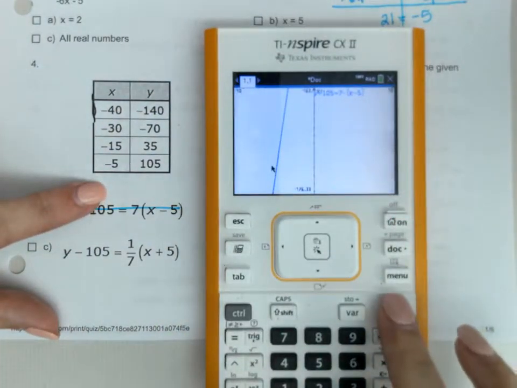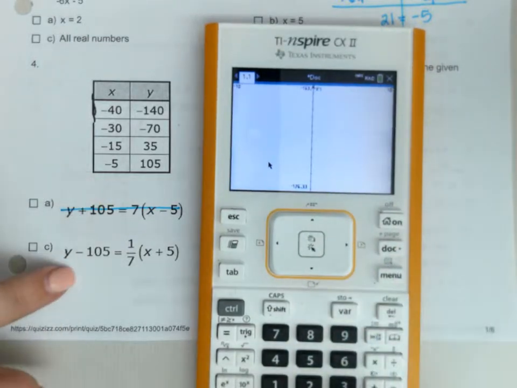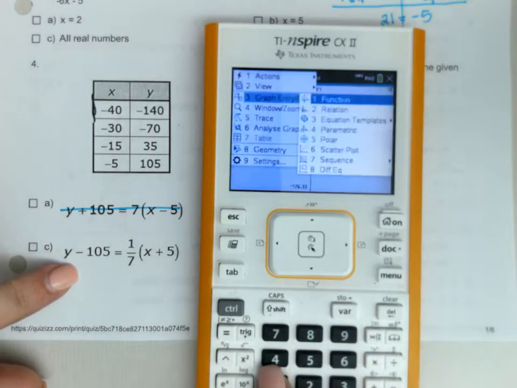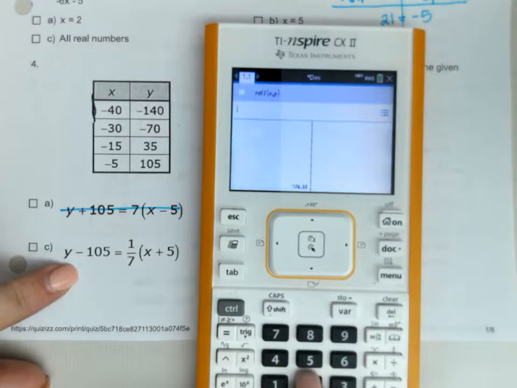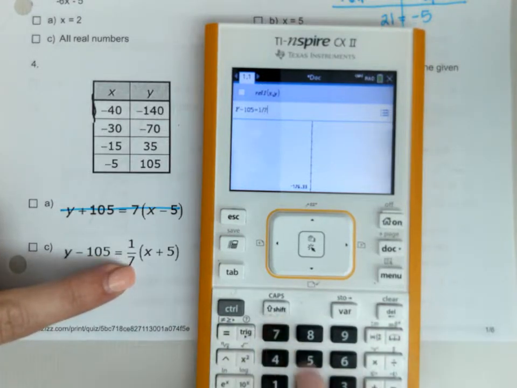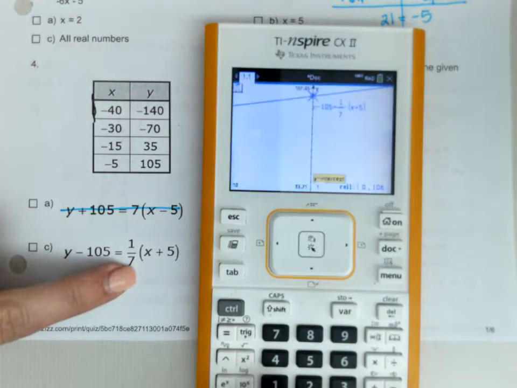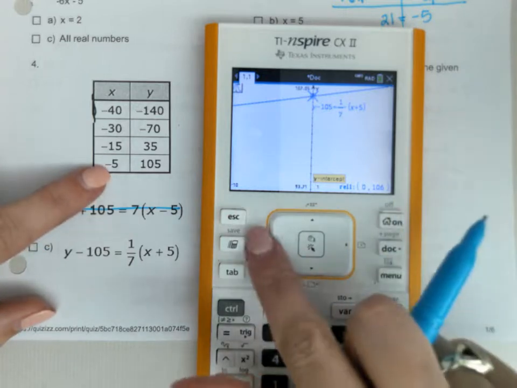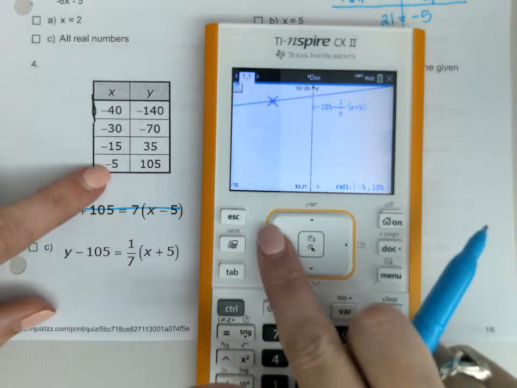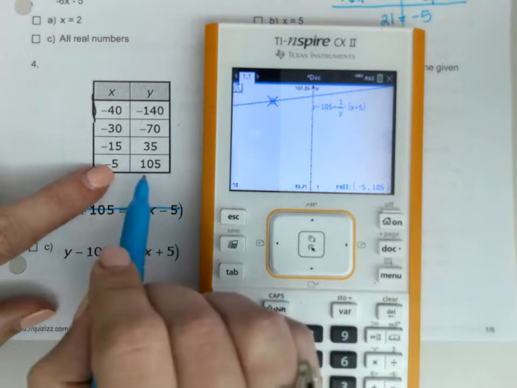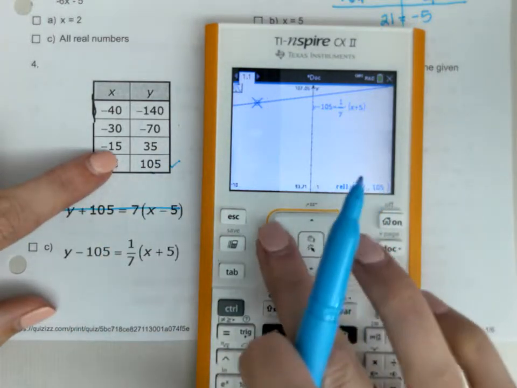So let's type in our next equation. So I'm going to delete this one. And I type menu 3, type it in as a relation 2, y minus 105 equals 1 divided by 7, parentheses, x plus 5, close parentheses. Then we're going to trace it. Menu 5, and let's see some points. So we have 0, 106. Let's go to negative 5. Negative 5, 105. That looks good. Let's go to negative 15. Ooh.